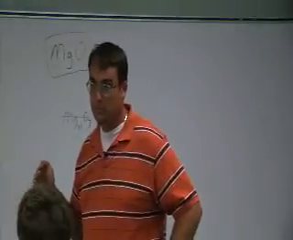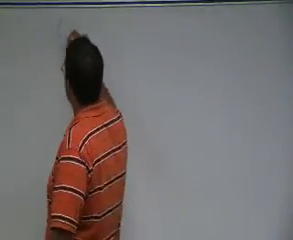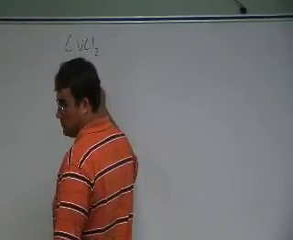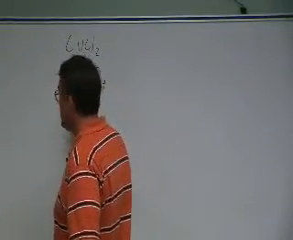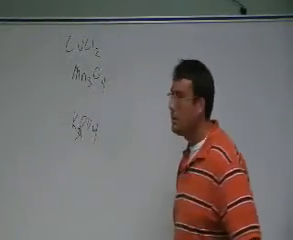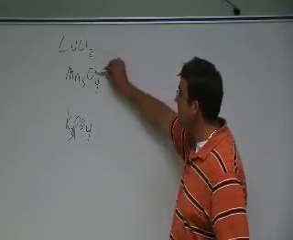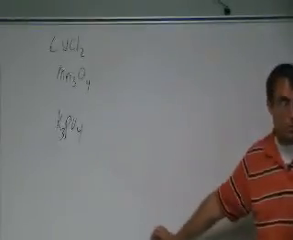An empirical formula is always reduced, right? Think of the examples we did today. We did CuCl2, we did Mn3O4. What else have we done? K3PO4. Is that it? Okay, what's the common theme? These are all reduced. These are all empirical formulas.